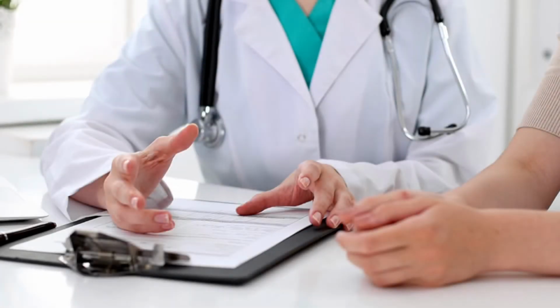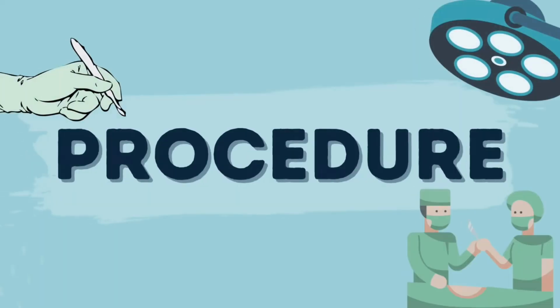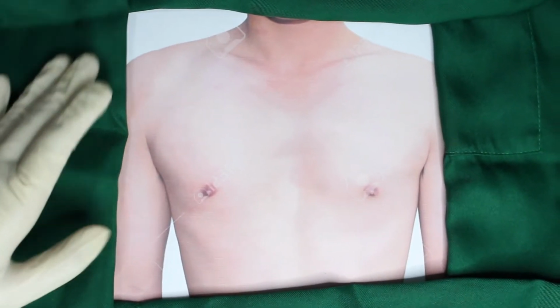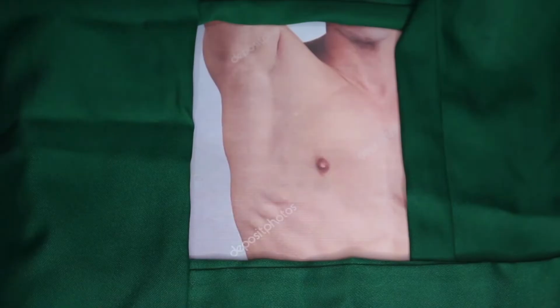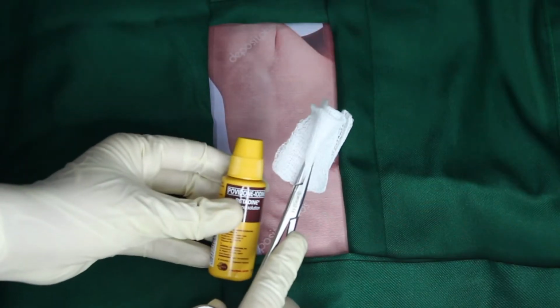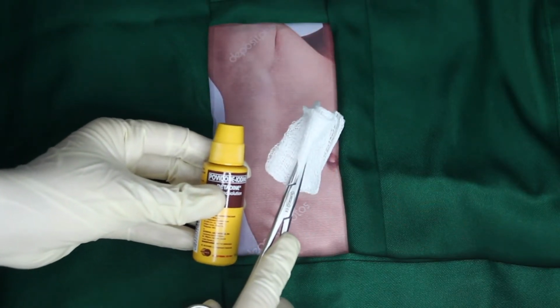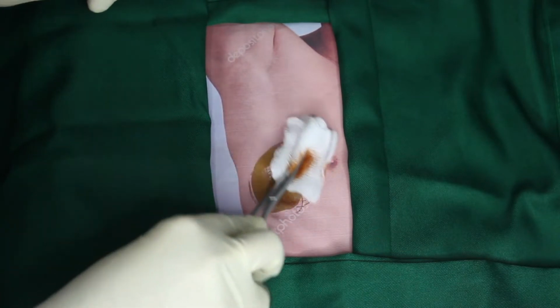Before starting the procedure, it is important to introduce yourself to the patient and obtain informed consent. Have the patient assume a semi-upright position with the arm placed above the head. Wrap the skin over a wide area of the chest wall with povidone iodine.